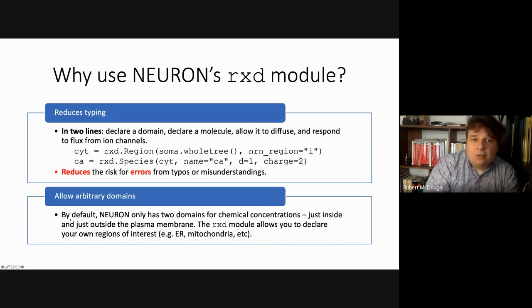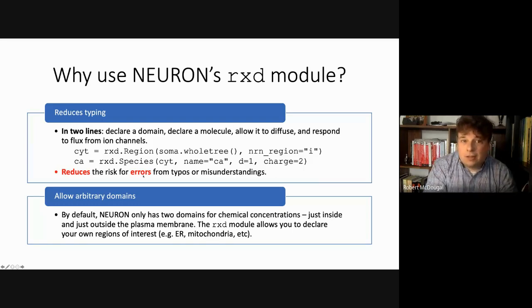So this allows us to declare arbitrary domains for whatever regions of interest that we care about. We can create a species, and so in one line here, I can say calcium is present in the cytosol. It has a certain diffusion constant. This is in square microns per millisecond. If I was a better person, I would have included the units. And it has a charge, right? So in 2 lines of code, what we've done is we've declared a domain. We've declared a molecule within that domain. We've allowed it to diffuse.